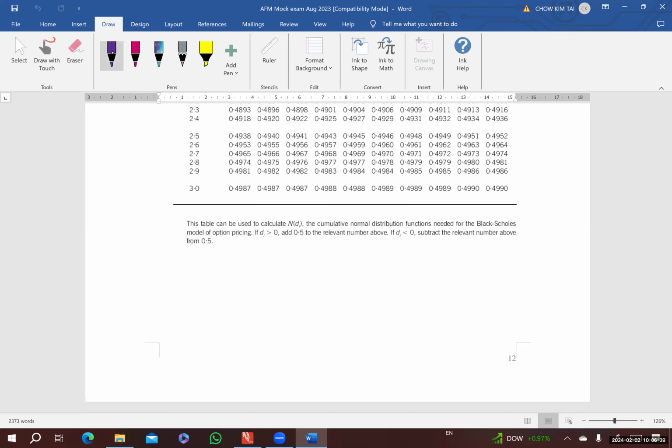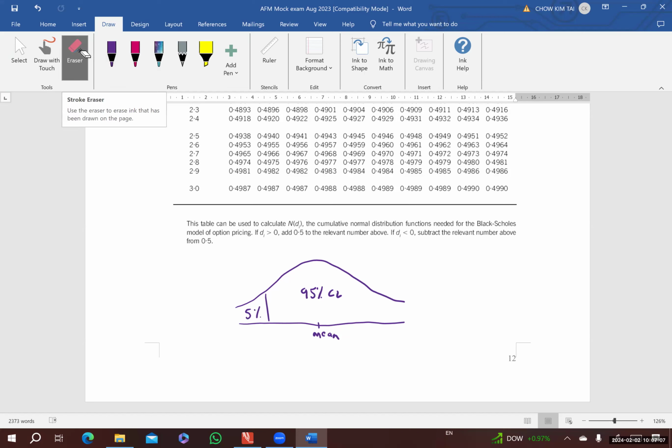The z-score is found from this table like this. This is the normal distribution. Total probability equals 1. In the middle is the mean value. First, say we want a 95% confidence level. So this side is 5%, that is the significance level. This side is called the significance level. This side is called the confidence level.